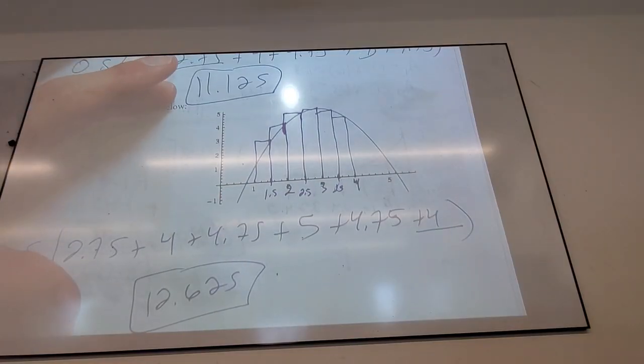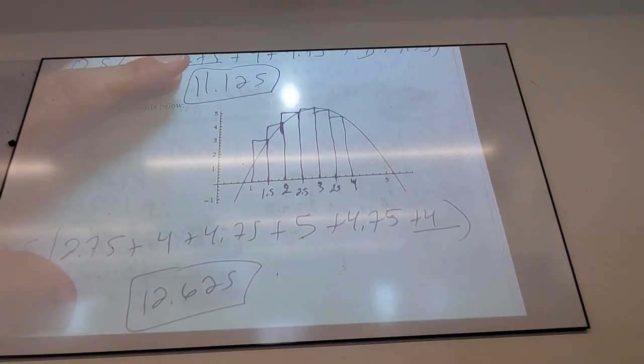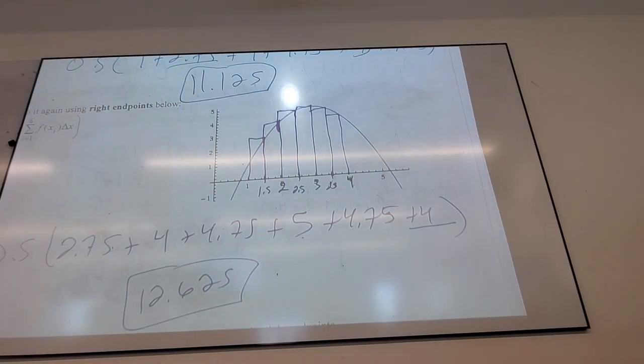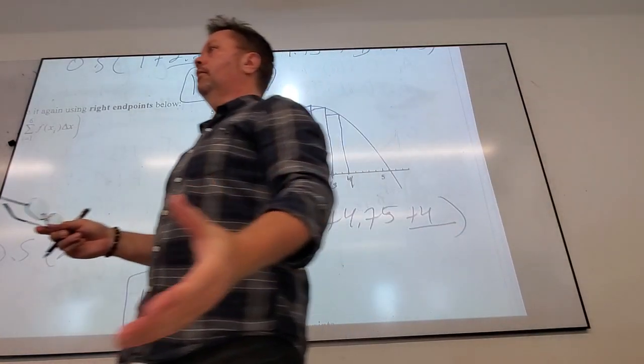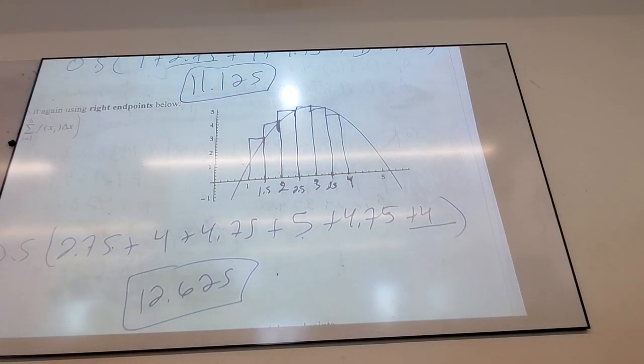Now, do you see how these are much closer to each other than the first one we did? Because we used 6 rectangles. My estimate should already be better, no matter which endpoint. But to make it even better, I'll still go ahead and average those two, right? There's one. So 11.875. Yes. Okay.